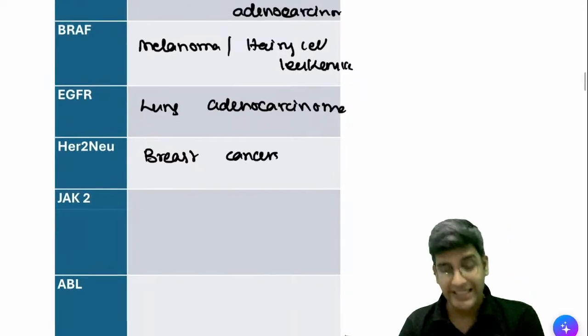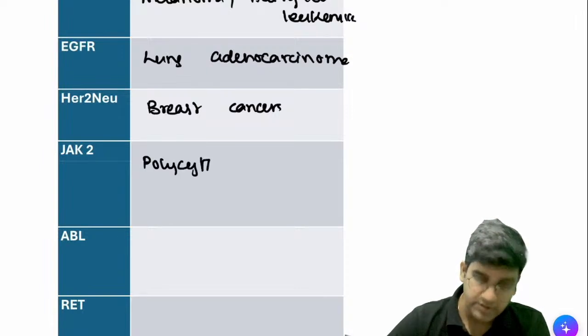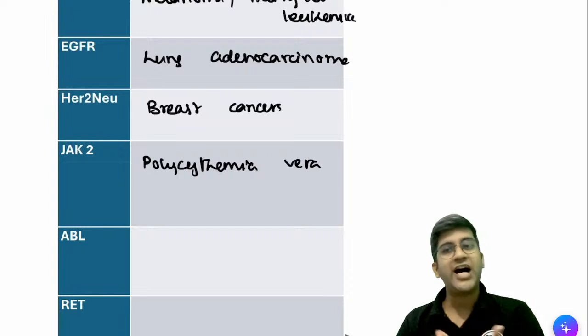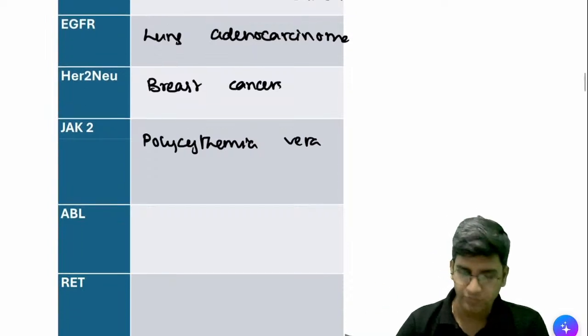Fine. JAK2. It's seen in polycythemia vera. This came in an exam. Polycythemia vera is a neoplasm of RBCs, right? Plasma RBCs where JAK2 is predominantly involved, right?